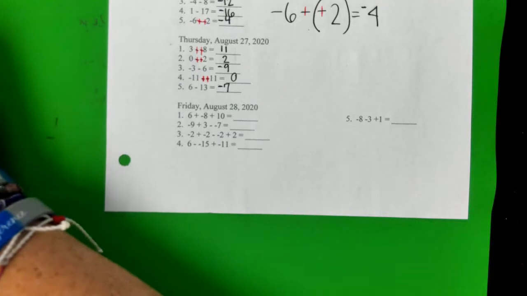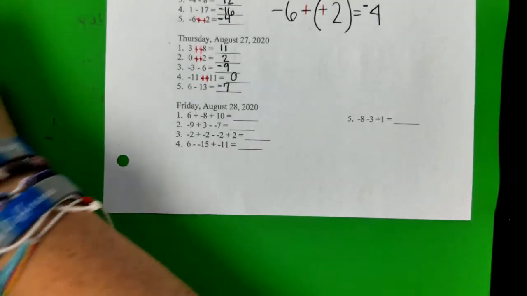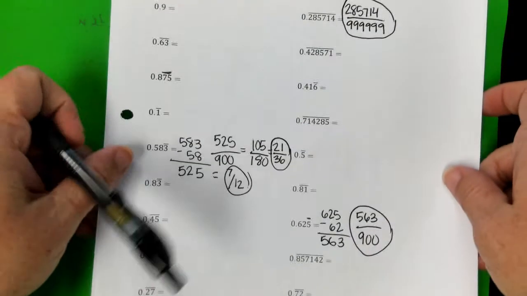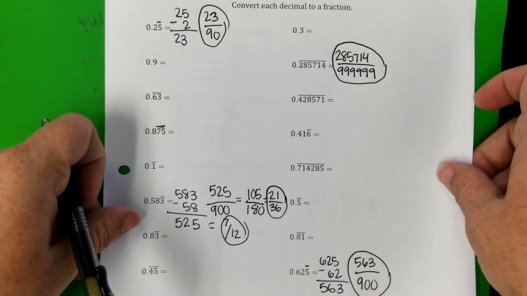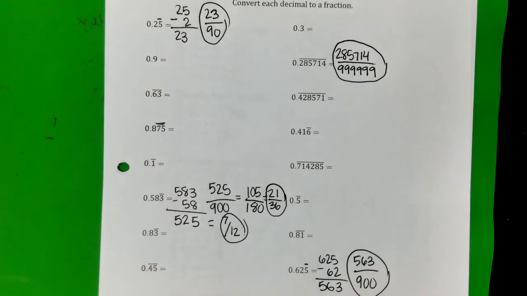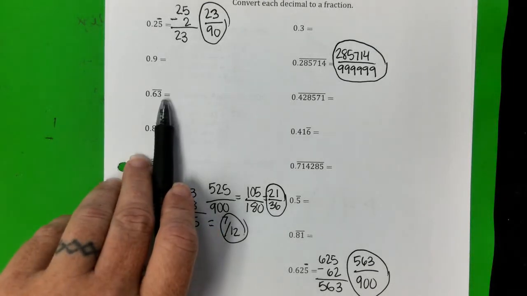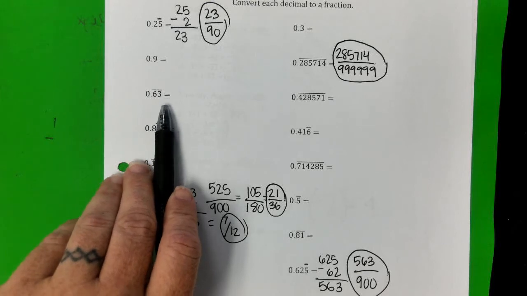You had a sheet yesterday at the end of class that looked like this. So take that out. Take this out. And let's go over a couple of these that I haven't worked yet, just to remember how to do this, okay? So I'm going to go to the 0.63 with the bar over the 6 and the 3. So it's the third one on the left.